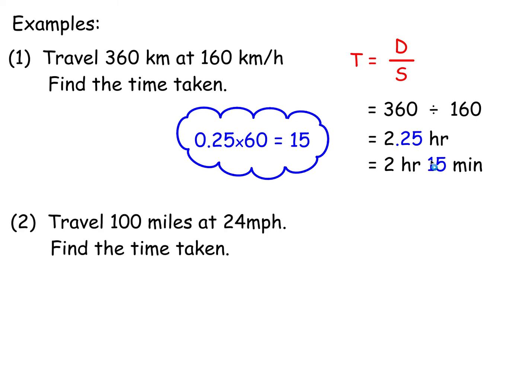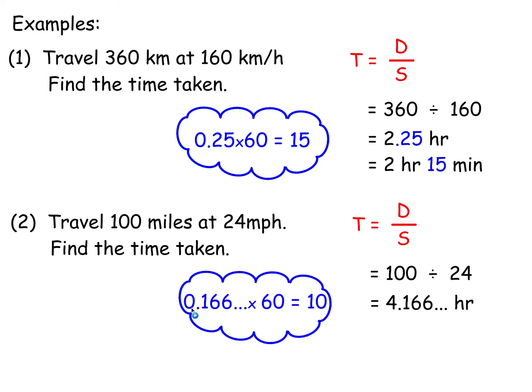Now, here, 100 miles at 24 miles per hour, find the time taken, t equals d over s. First thing is to write the formula, put in the figures, 100 divided by 24. Out comes the answer. It's got a recurring decimal here, 0.16666, and so on is the decimal part. If you times that by 60, you turn the fraction of an hour into minutes.